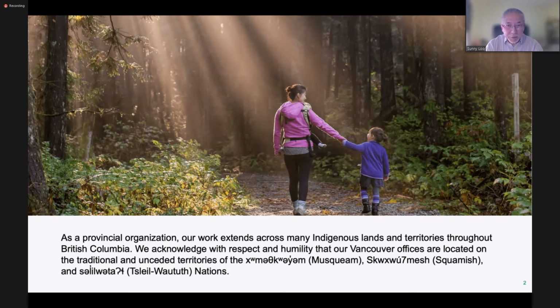The BC Support Unit is a provincial organization. Our work extends across many Indigenous lands and territories throughout British Columbia. We acknowledge with respect and humility that our Vancouver offices are located on the traditional and unceded territories of the Musqueam, Squamish, and Tsleil-Waututh nations.